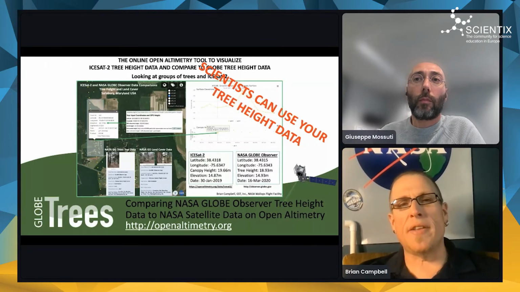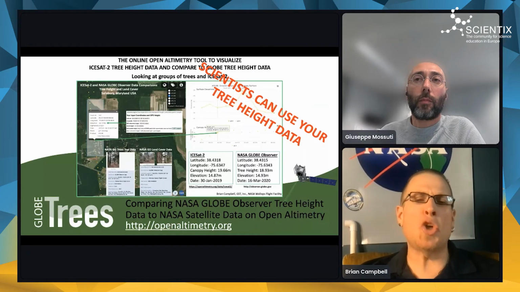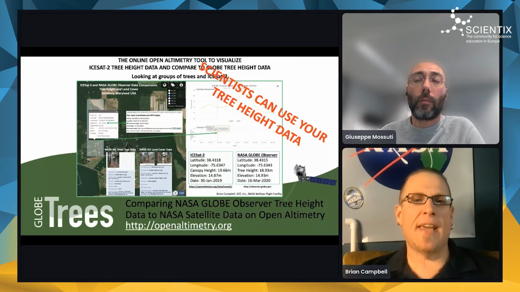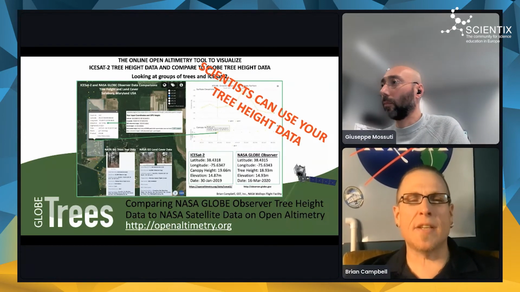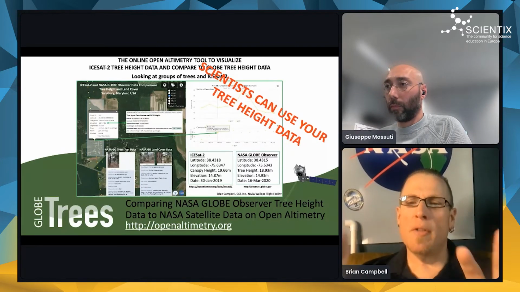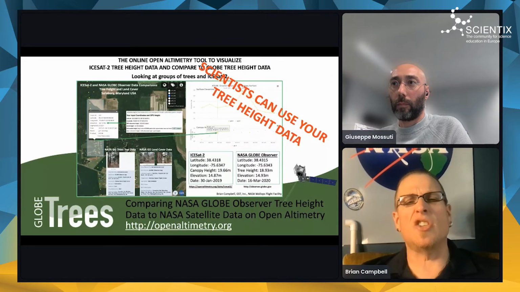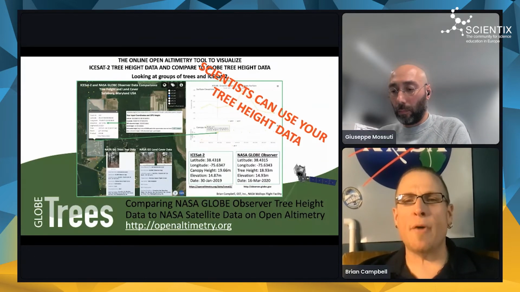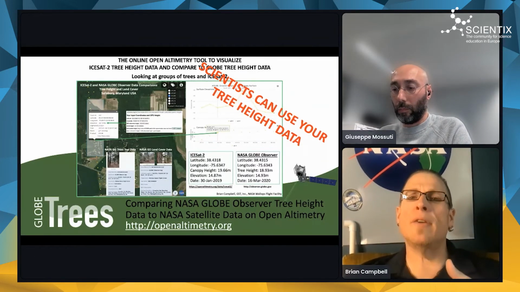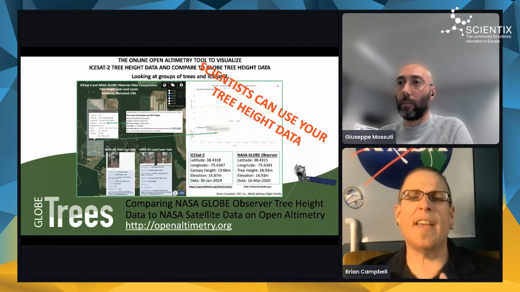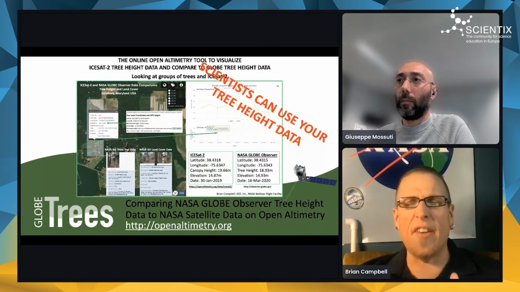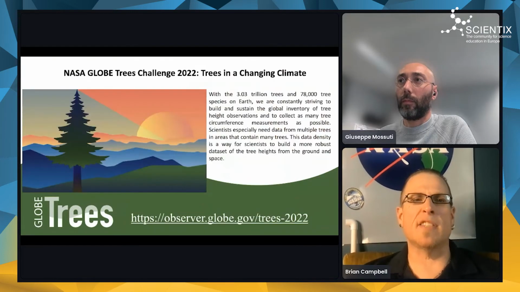There's a lot going on in this image, and I won't go through all of it, but this is showing you how I, as a specialist and scientist at NASA, can compare the NASA GLOBE Observer tree height data with the NASA ICESat-2 data. It's showing you how you match up the photons and how you figure out how close the tree heights are between what you observed on the ground and what the satellite measured from space.